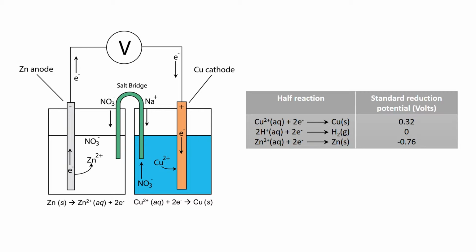In the cell here, we have a zinc metal electrode dipped into a solution of zinc ions as one half cell, and the other consists of a copper metal electrode dipped in copper ions. To work out if this cell is spontaneous or not, we need to look at the reaction and identify at which electrode oxidation is occurring and at which one reduction is occurring.